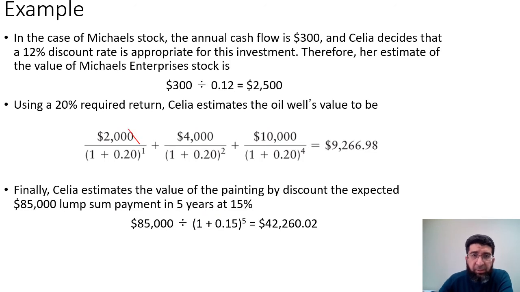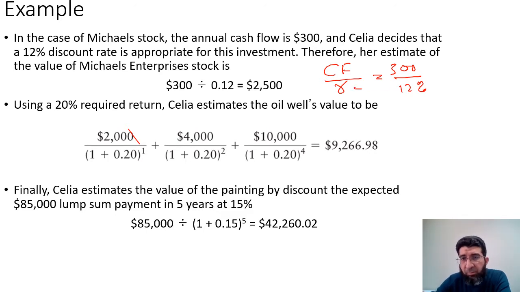So we look here at the first case, she has CF divided by R, where we have $300 divided by 12%. The 12% is the cost of capital that has been used here, and this comes out to be $2,500 if she invests.